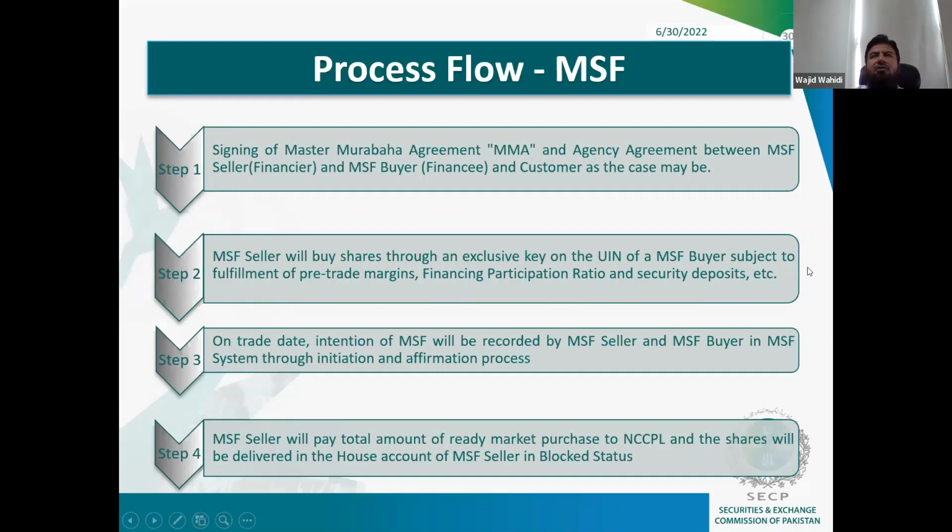So if I want to buy some shares of OGDC on Murabaha share financing, and my financier is, say, Mizan Bank, then Mizan Bank will buy shares of OGDC from my broker using my UIN number.